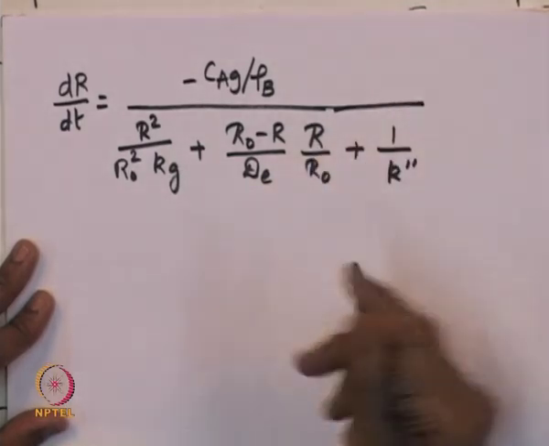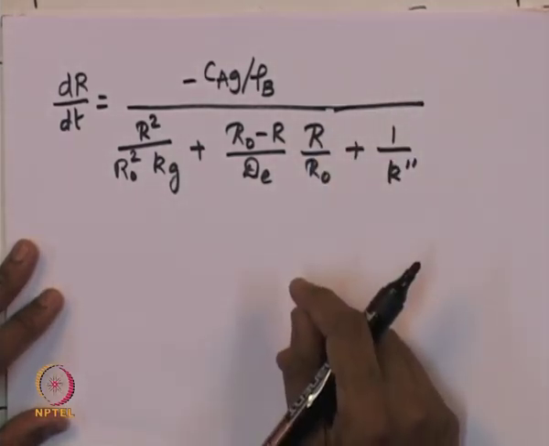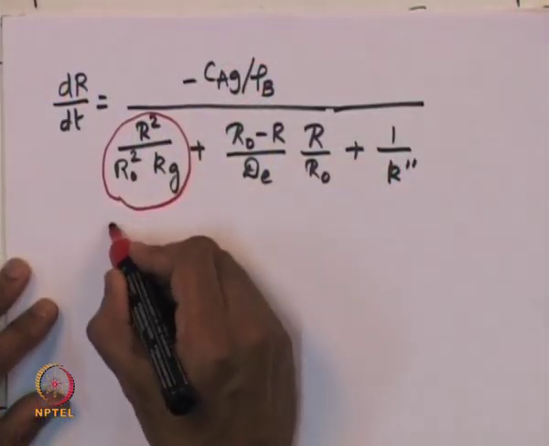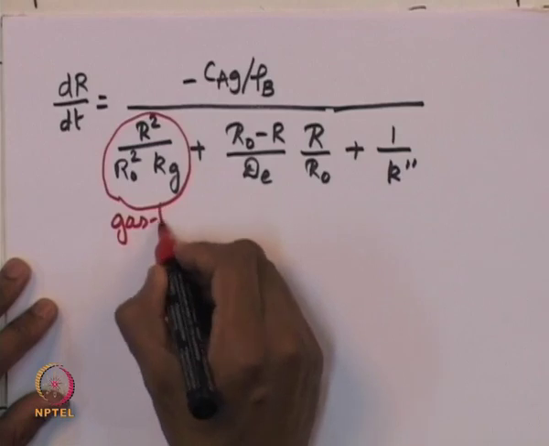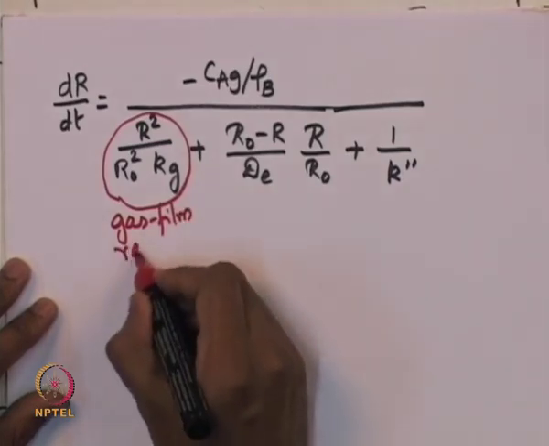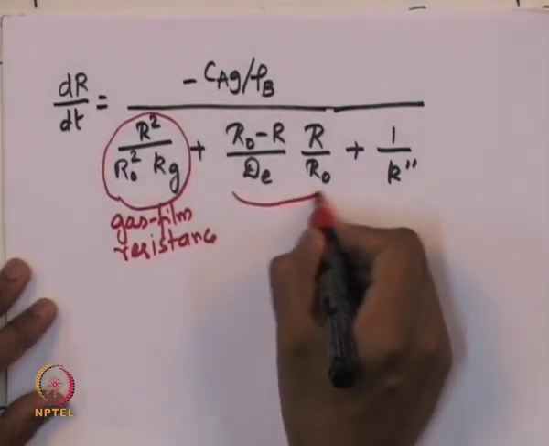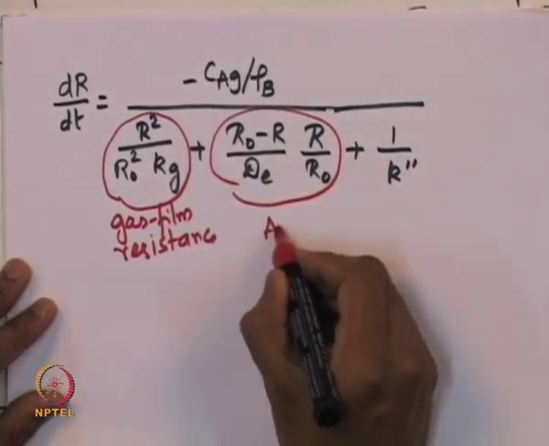That's the specific reaction rate. Now here it is assumed that the volume fraction of the solid in the unreacted core is approximately equal to 1, and so there are three terms here which correspond to three different resistances. The first one corresponds to the gas film resistance, and this corresponds to the ash layer.